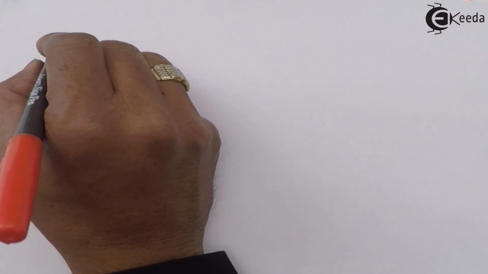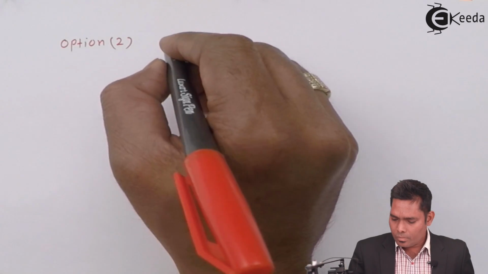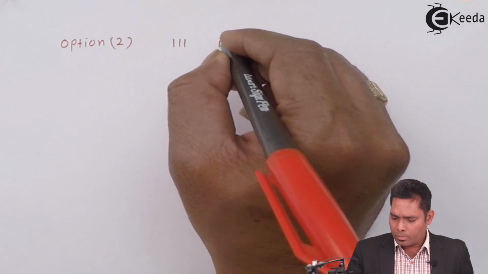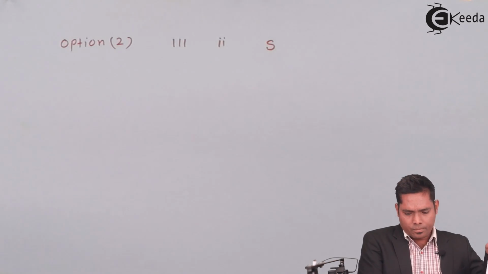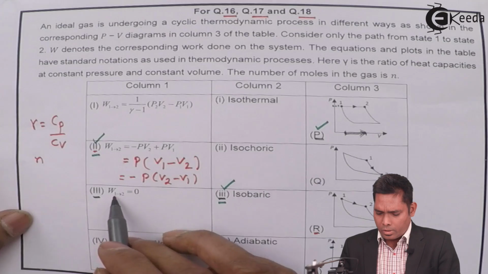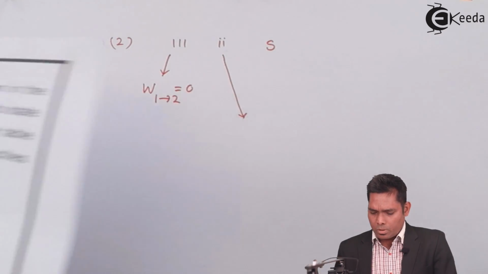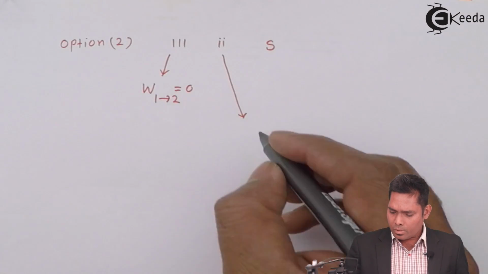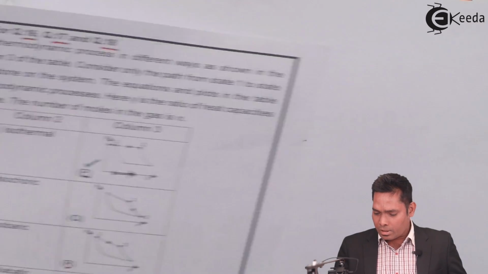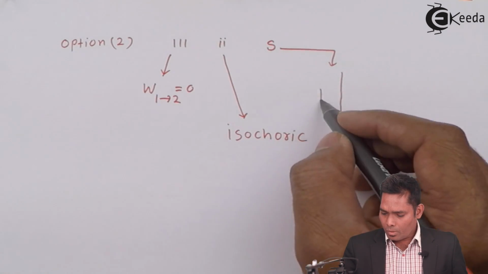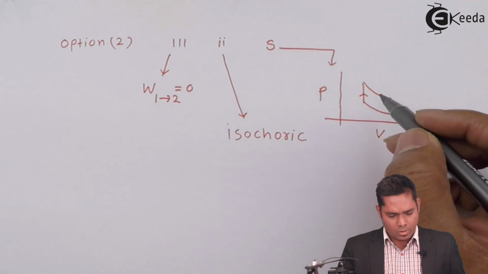The combination for option number 2 is 3, 2, s: 3 from column 1, 2 from column 2 and s from column 3. So what is that? 3 is work done 0, which gives work done from 1 to 2 becomes 0. This 2 gives the isochoric process, and s stands for, as usual, the PV diagram. This is 2 to 1.